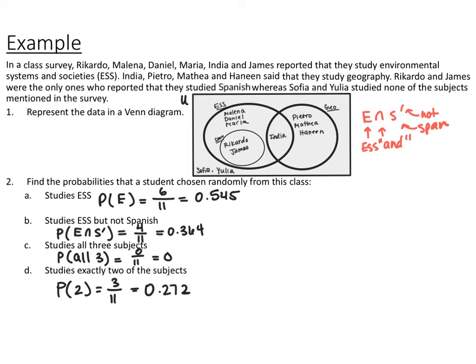For part C, it says studies all 3 subjects. There is no overlap between all 3 subjects, so there are 0 students who study all 3 subjects out of 11, so your probability is just 0.